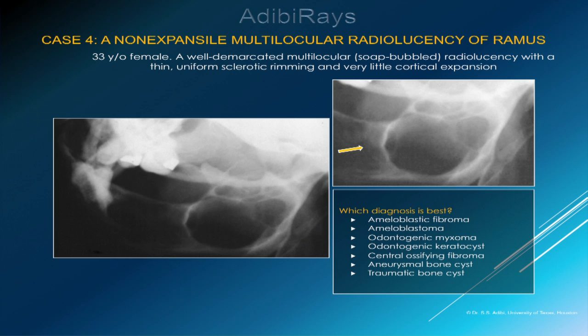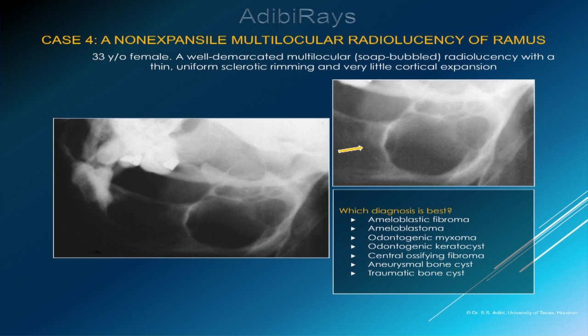This is a 33-year-old female with a well-demarcated multilocular soap-bubbled radiolucency with a thin, uniform sclerotic rimming and very little cortical expansion of the ramus of the mandible. Which diagnosis would be the best one?